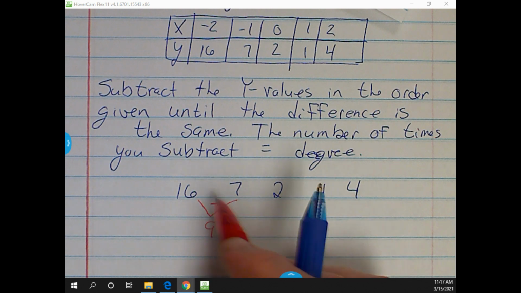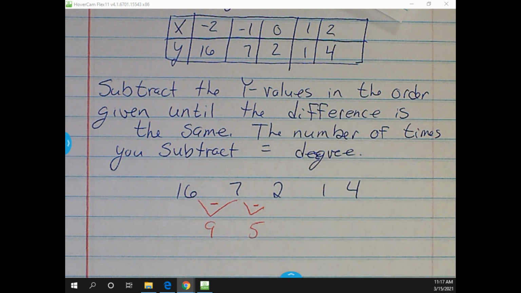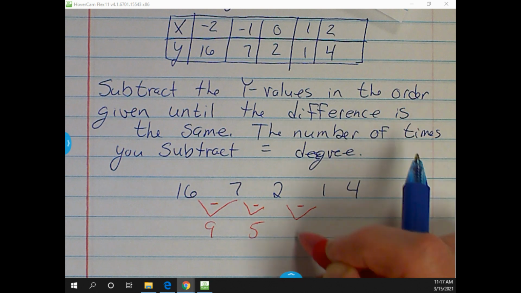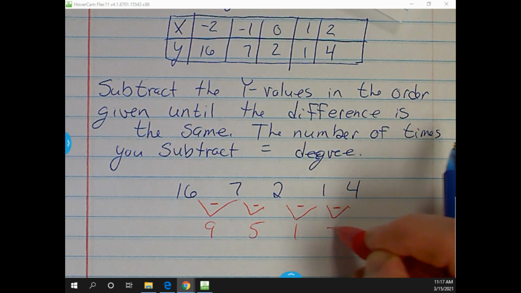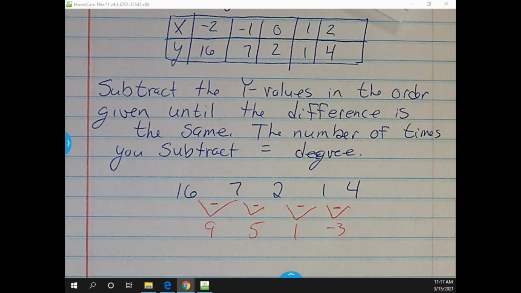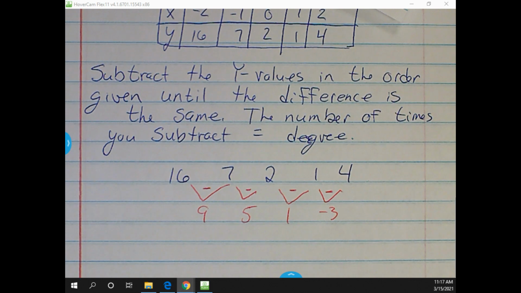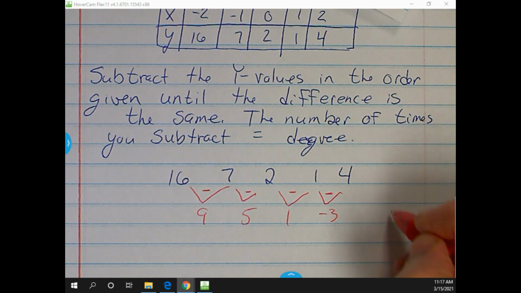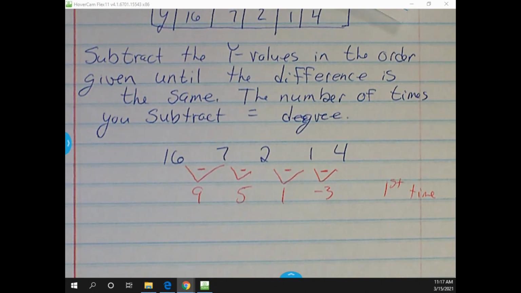Then you do the same thing with the next two numbers. You do 7 minus 2, which would be 5. Do 2 minus 1, which would be 1. And then you do 1 minus 4, which would be negative 3. Okay. Now, that's, again, assuming that all the x values are just one number apart. So there's the first time that we subtracted all the y values, and we didn't get anything the same.